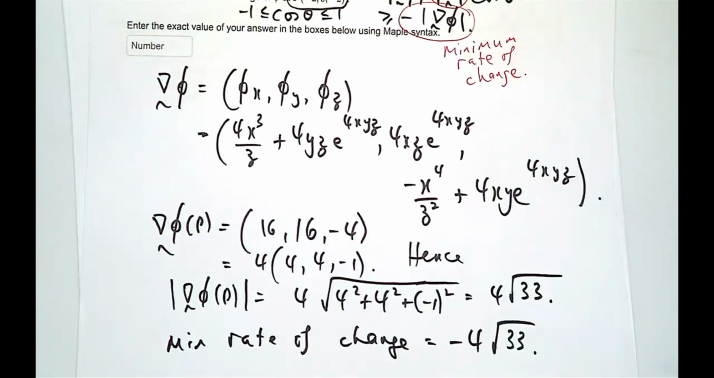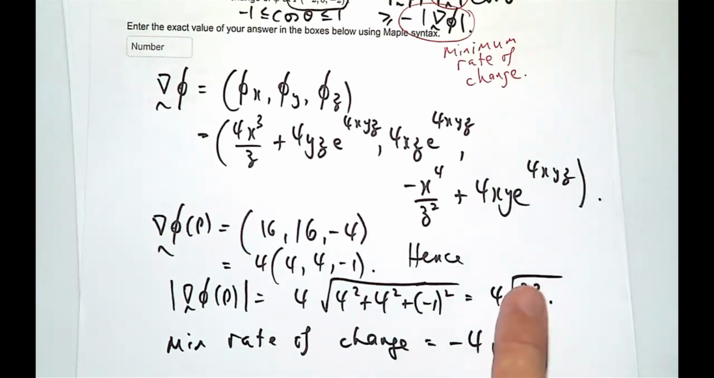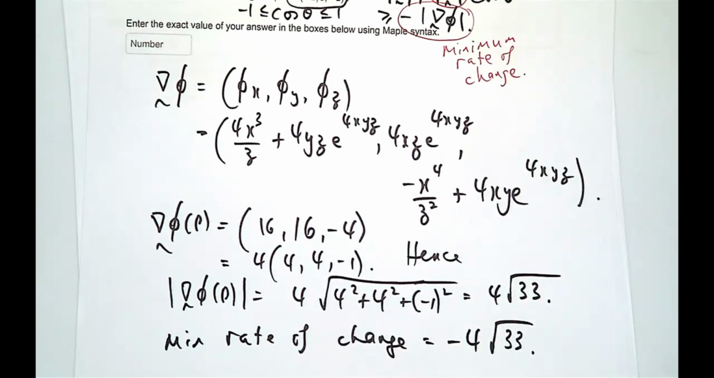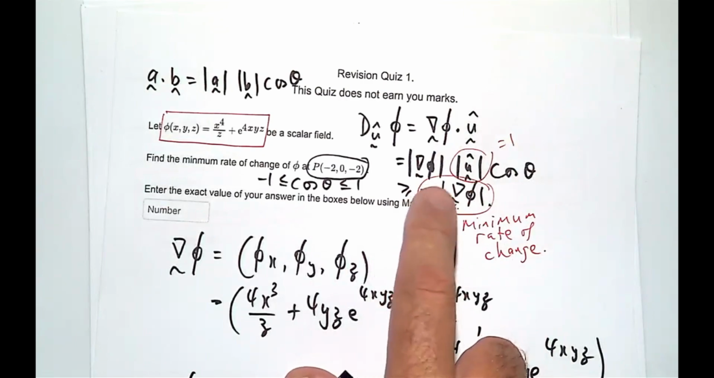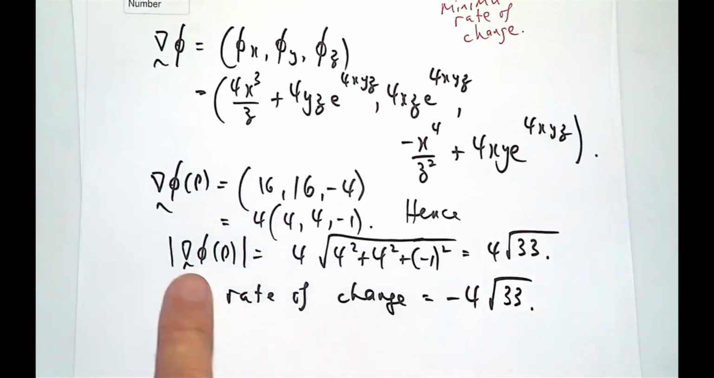Okay, maximum rate of change would be that. The same argument works. It'll just be less than, and that'll be a positive 1. So maximum rate of change will be that.